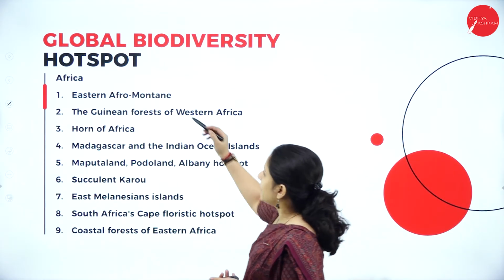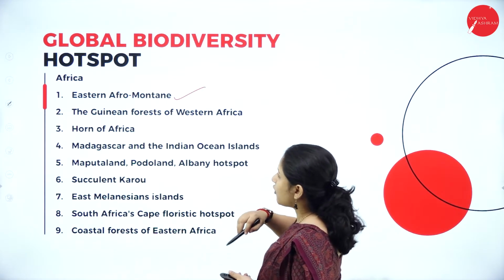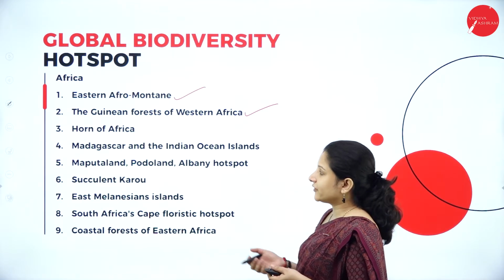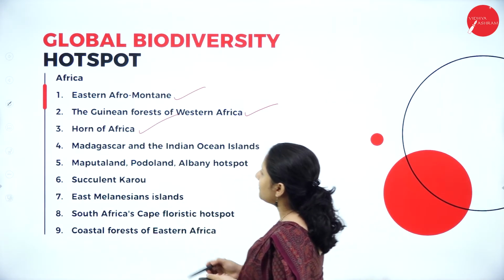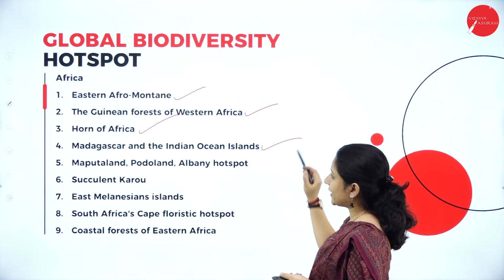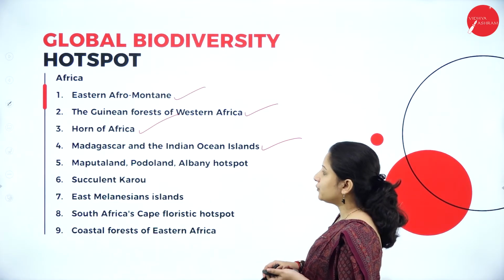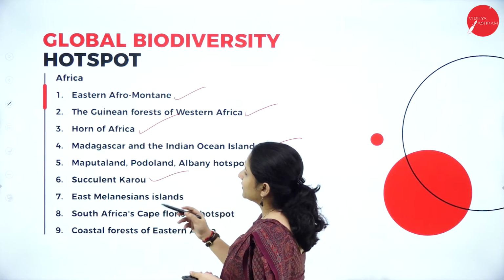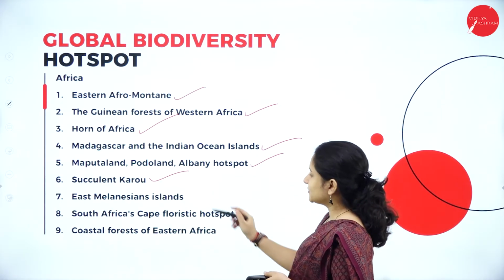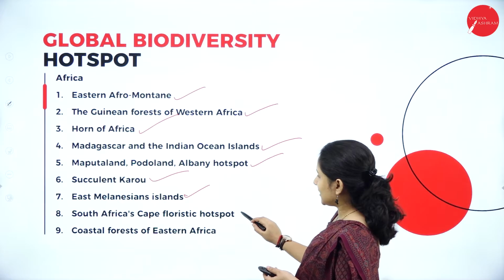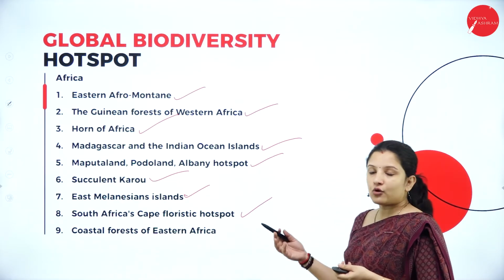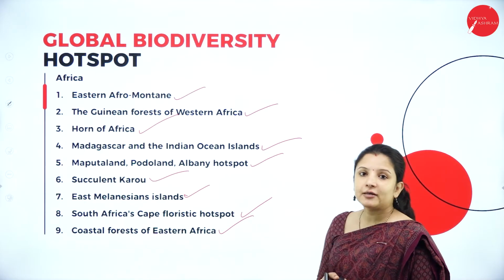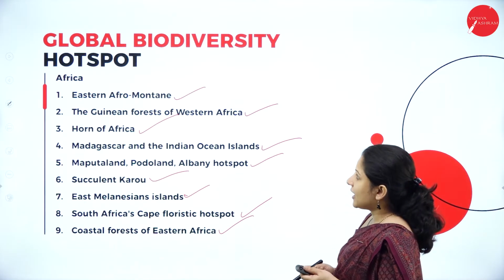So in Africa, we have the Eastern Afromontane, the Guinean forest of Western Africa, Horn of Africa, Madagascar and the Indian Ocean Islands, then Maputaland-Pondoland-Albany hotspots, then Succulent Karoo, then East Melanesian Islands, then South Africa's Cape Floristic hotspot, coastal forest of Eastern Africa. So all these are the different biodiversity hotspots in Africa.